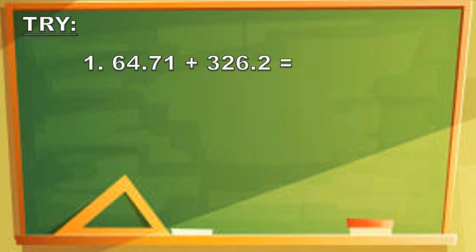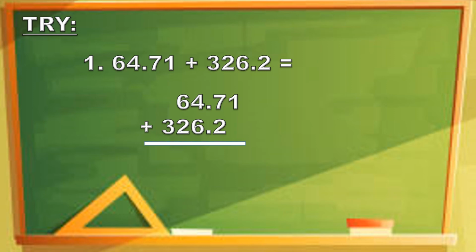Are you done? Okay, let's add 64 and 71 hundredths plus 326 and 2 tenths. So again, make sure that the decimal points are aligned. And then let's add from right to left. So we bring down 1. 7 plus 2 is 9. We put our decimal point.